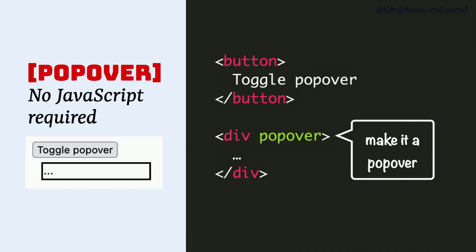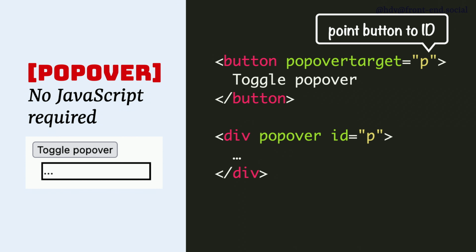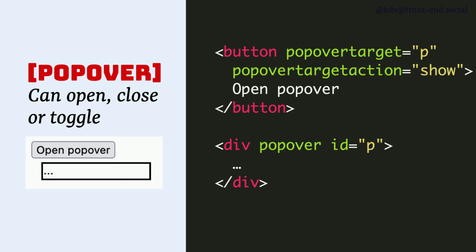Now, to make the button work together with the popover, you basically add an ID to the popover, and then you refer to that ID from your button with popover target. As soon as you do that, the button turns into a toggle for the popover, so when you click it, it will show, and when you click it again, it will hide. You can also set specifically what you want it to do, so you can set popover target action to show, or to hide, and control exactly what you want it to do.